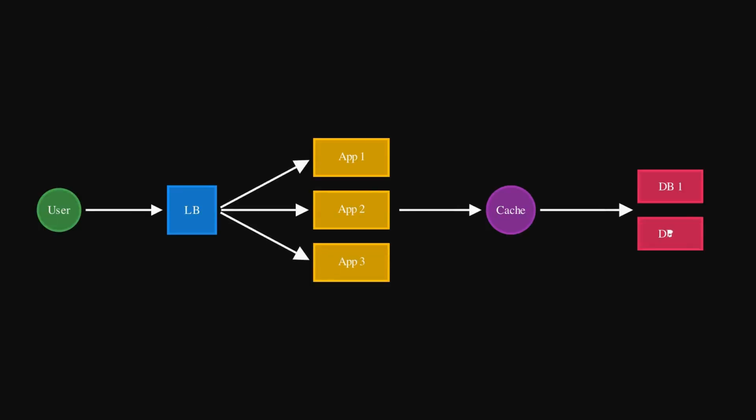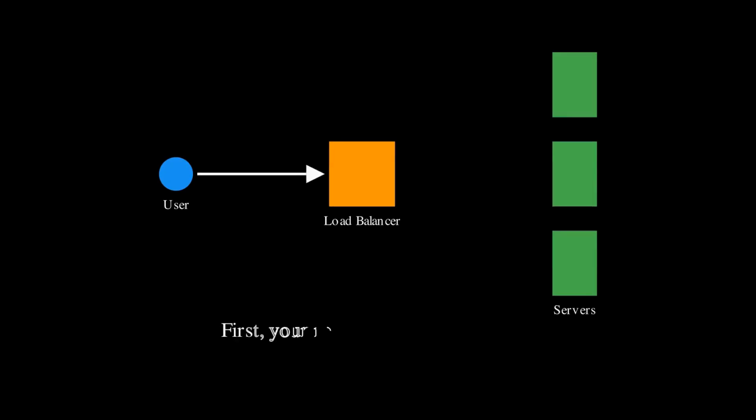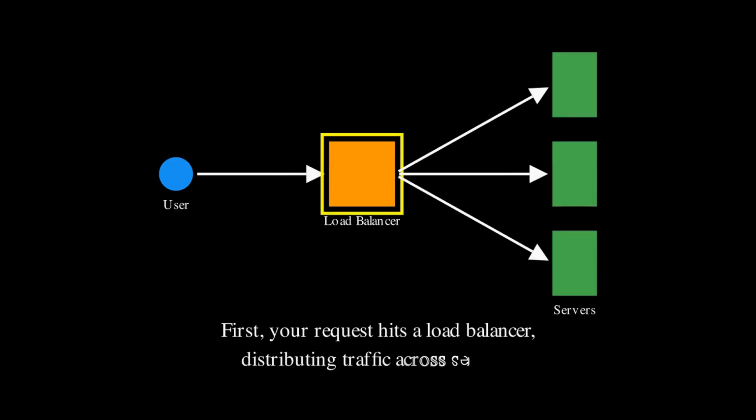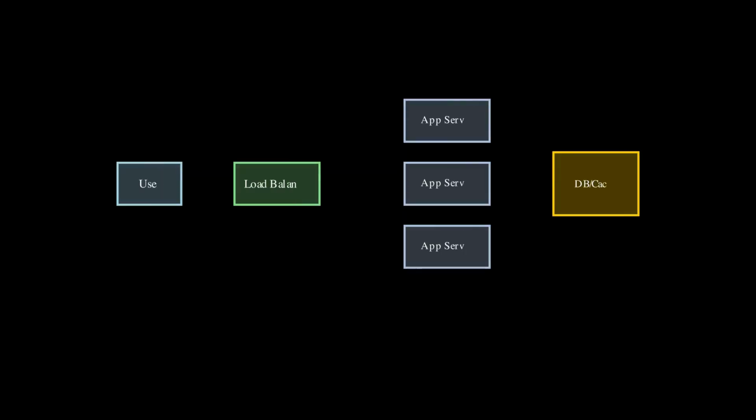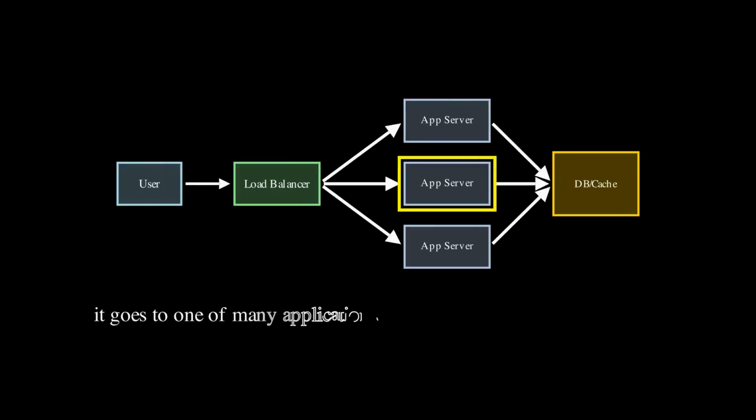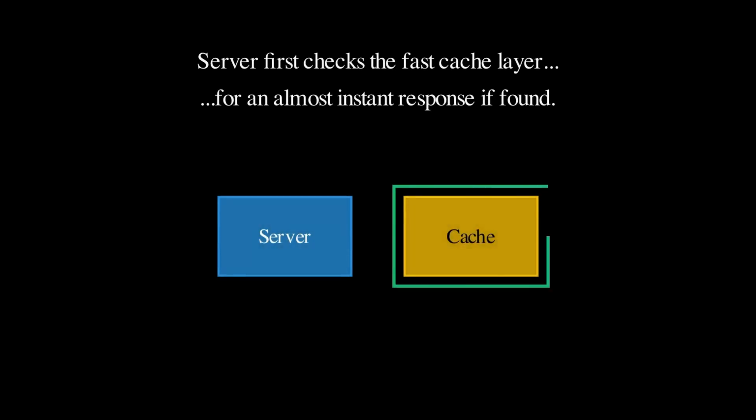Let us put it all together now, following a typical user request. First, your request hits a load balancer, distributing traffic across servers. It goes to one of many application servers, ready to process the check. The server first checks the fast cache layer for an almost instant response if found.